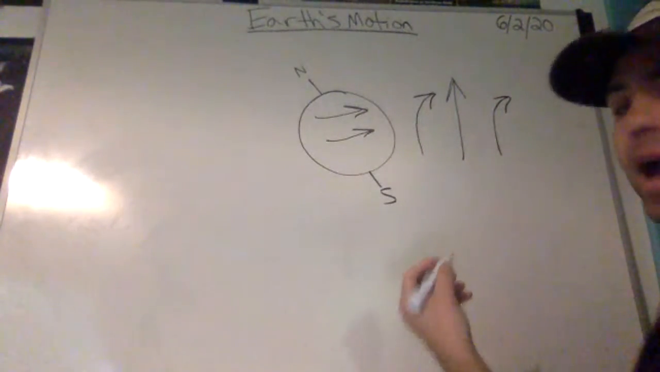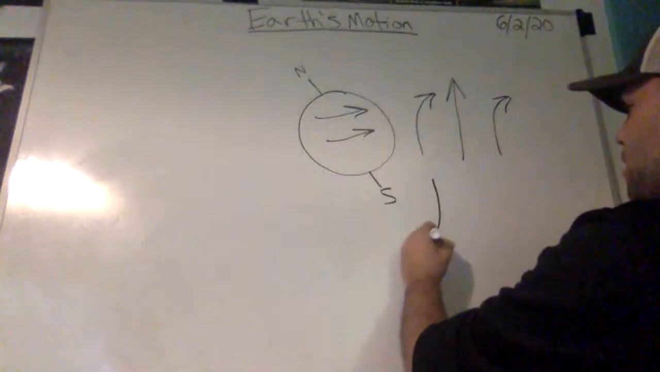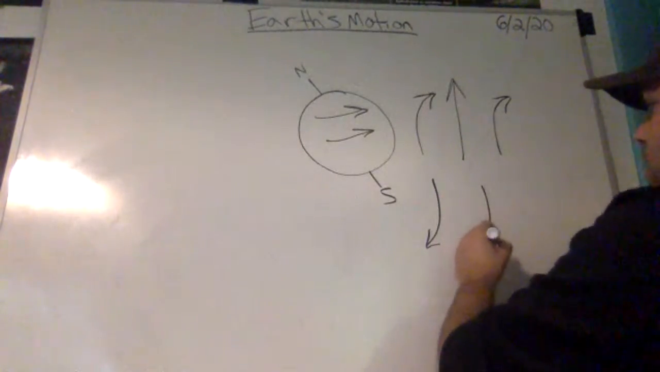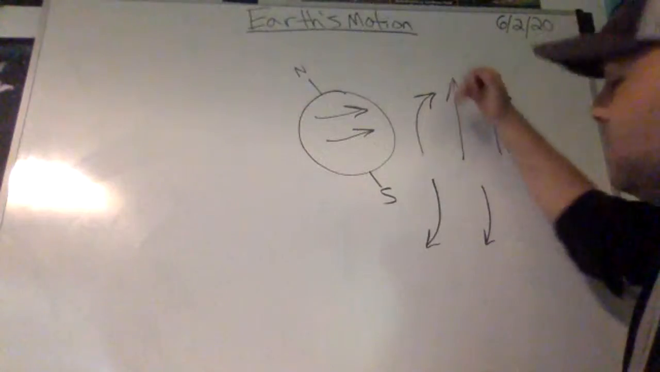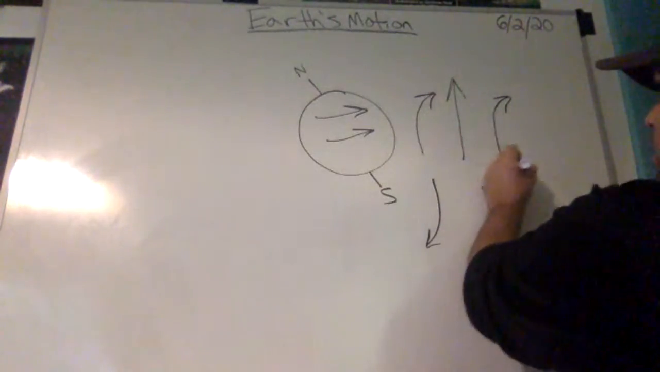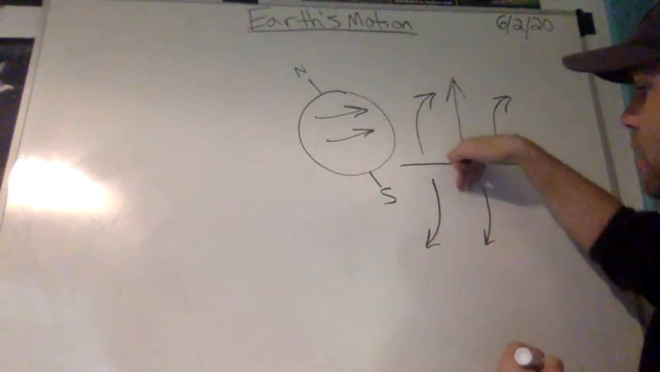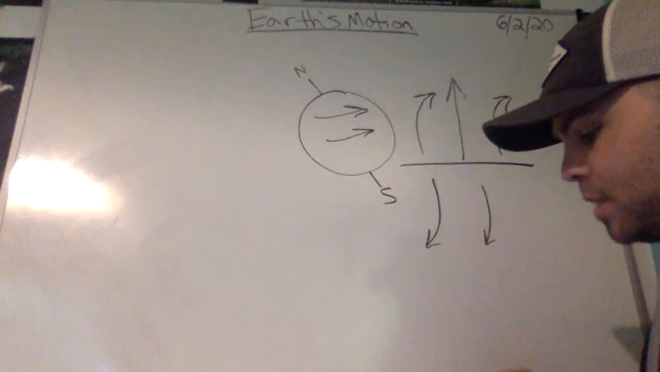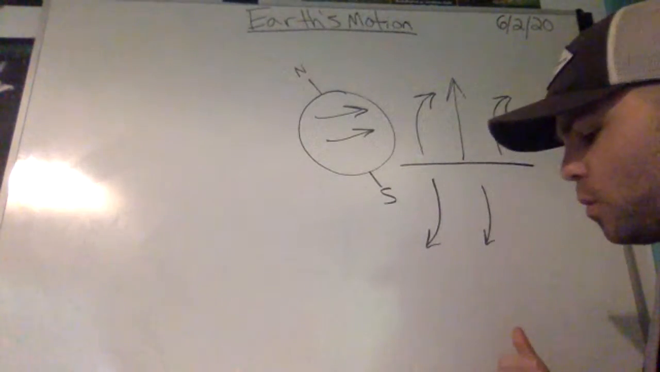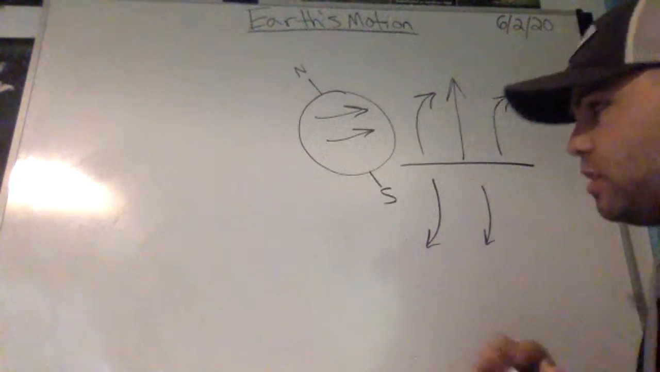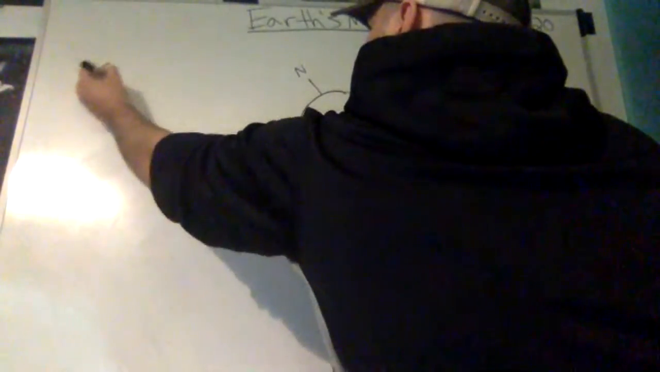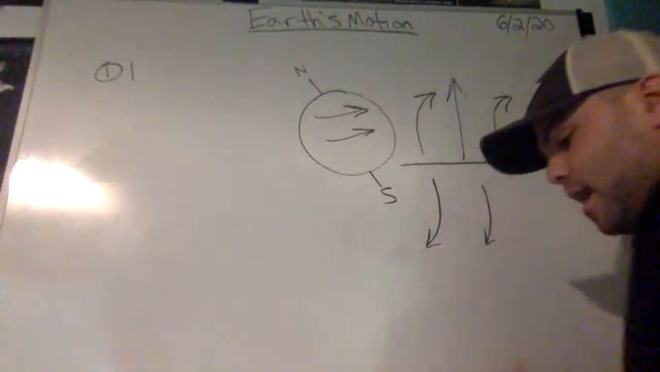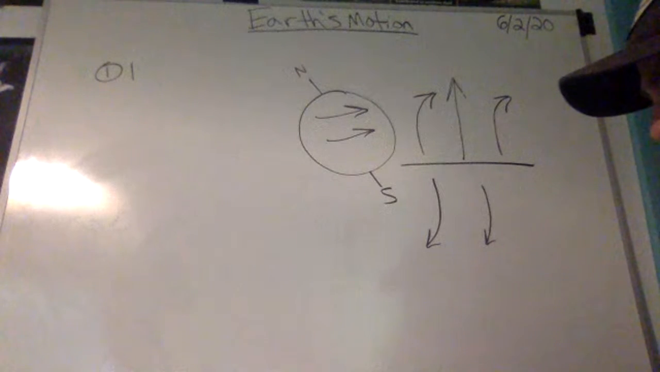And then the same thing happens in the southern hemisphere, where it basically veers off to the right. And then when you're looking, because this would be the equator, and you're looking the other way, it veers off to the right again. So for number one, it's going to be A, rotation. So I'm going to put that over here.